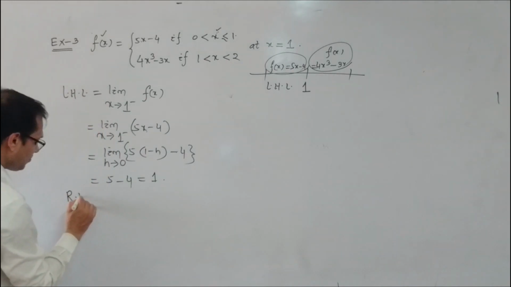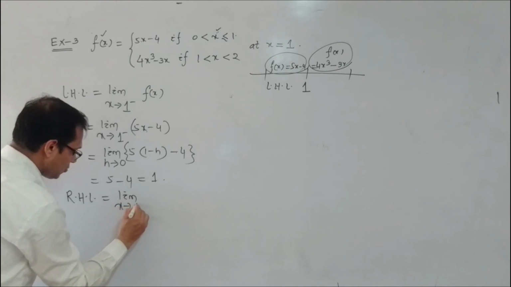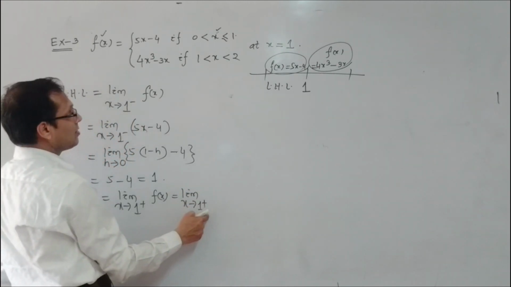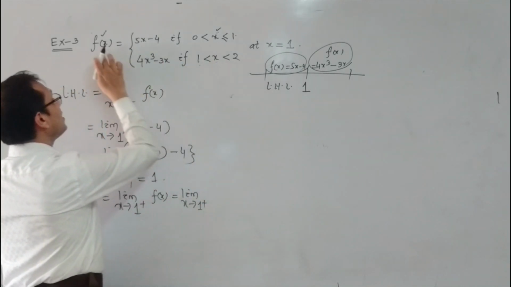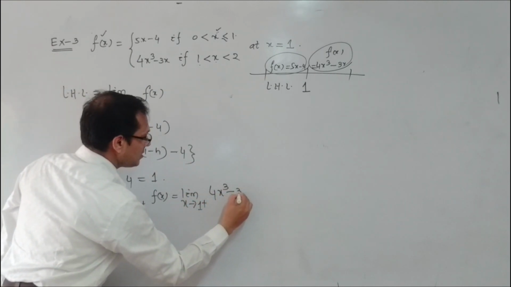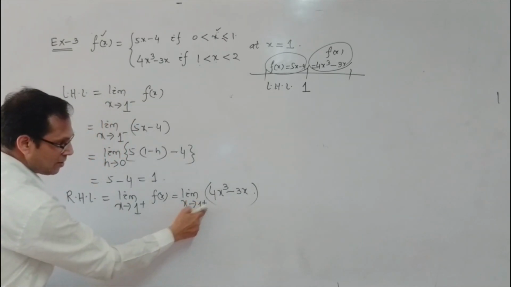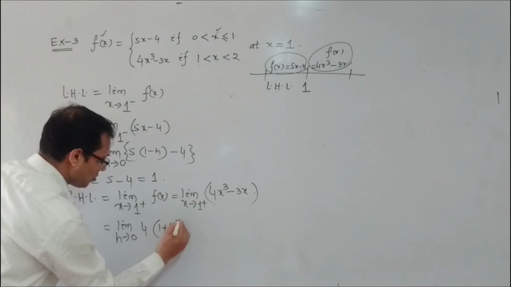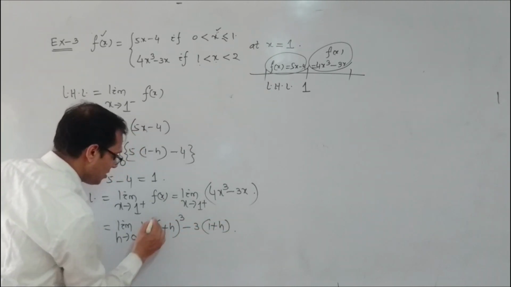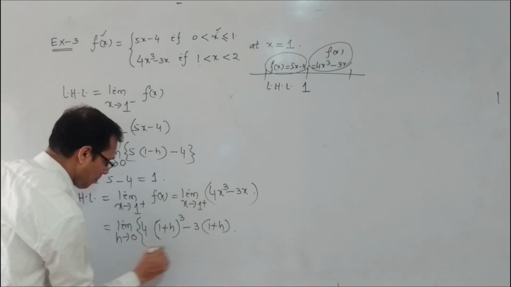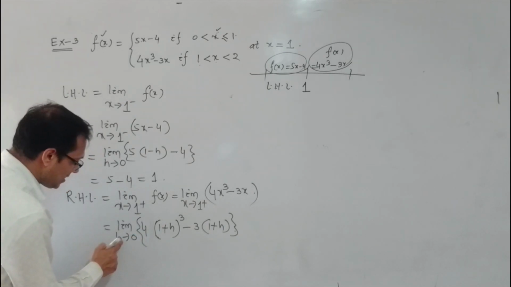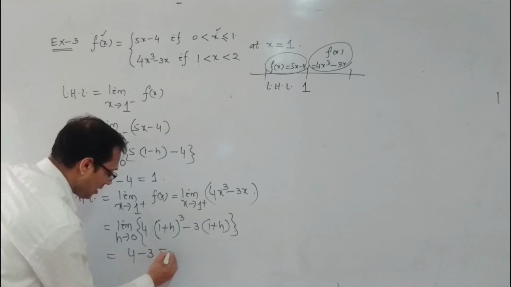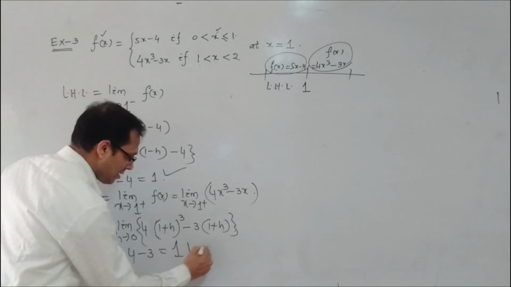Now what about RHL? Limit x tends to 1 plus f of x. 1 plus means greater than 1. When the value of x is greater than 1, then the value of f(x) is 4x³ minus 3x. Now x should be replaced by 1 plus h. So limit h tends to 0, 4 into (1 plus h) whole cube minus 3 into (1 plus h). If we replace h equal to 0, that means 4 into 1 cube, that is 4, minus 3 into 1, 4 minus 3 is 1. Here LHL is equal to 1, RHL is also 1.